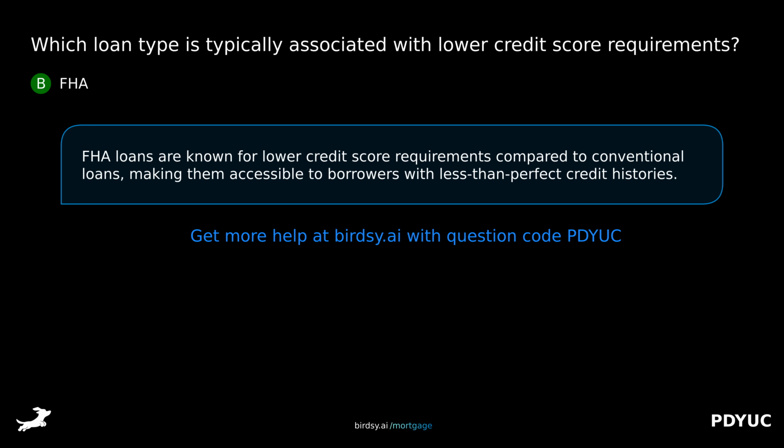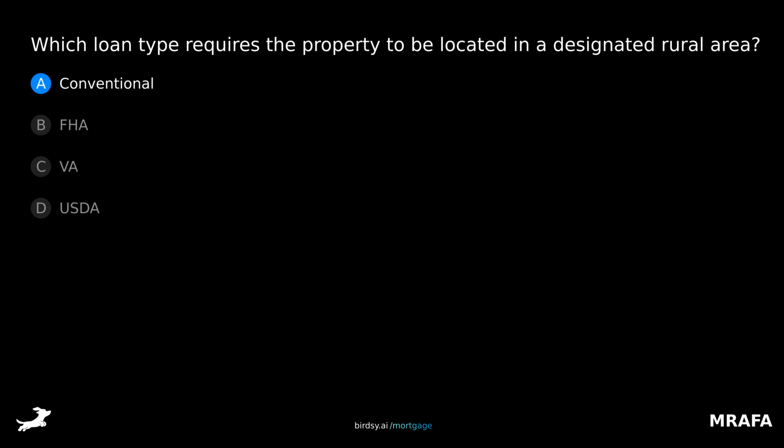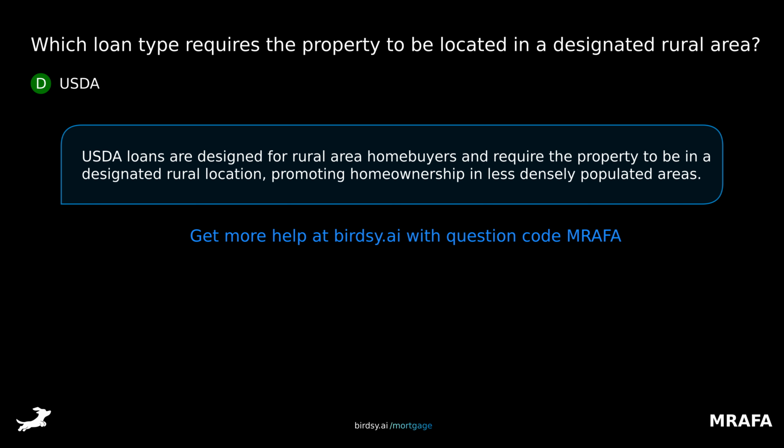Which loan type requires the property to be located in a designated rural area? Is it A, conventional, B, FHA, C, VA, or D, USDA? The answer is D, USDA. USDA loans are designed for rural area homebuyers and require the property to be in a designated rural location, promoting homeownership in less densely populated areas.